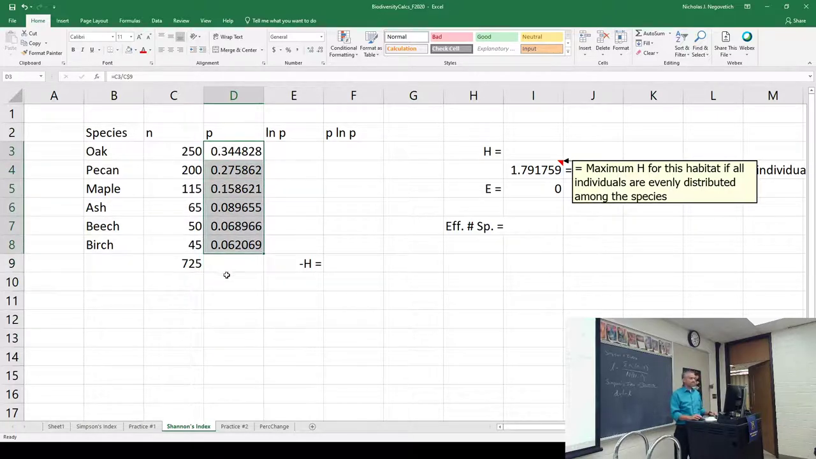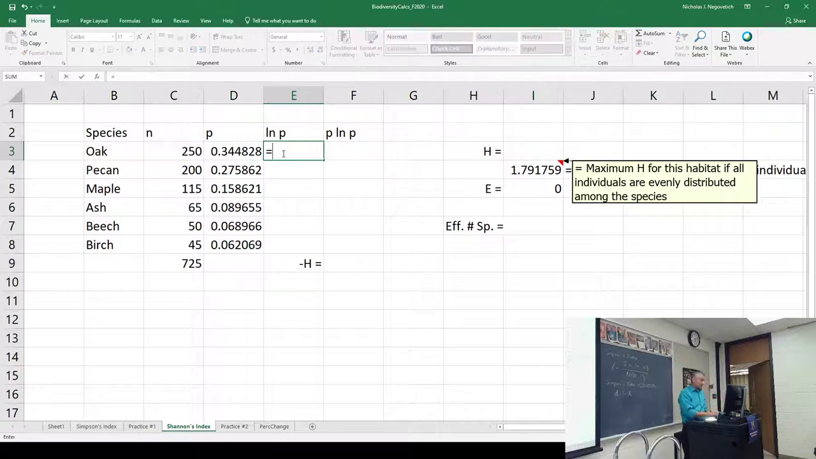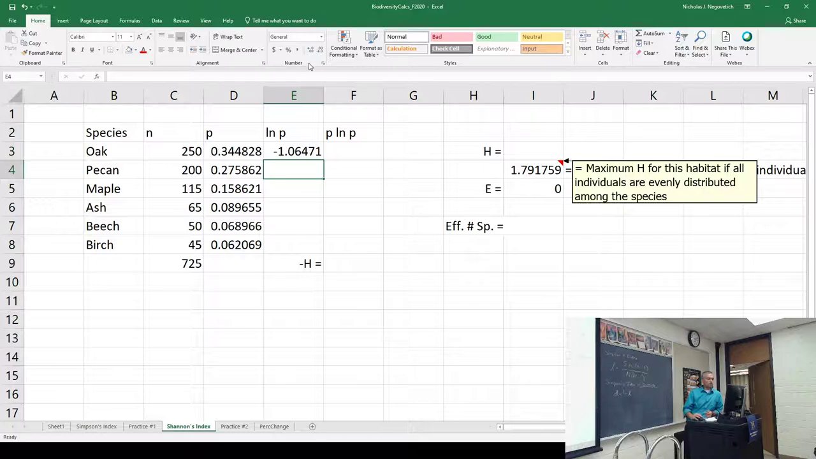All right, so here's our proportions. Now remember, we're trying to get our Shannon's index equation. We have our proportions. Now we need our natural log, and Excel has a natural log function, ln. So I'm going to do ln, parentheses, and we want the natural log of that proportion that we calculated. I clicked on it, hit enter, and I get negative 1.064. Does that sound right? Yep, it's a negative. We're taking a natural log of a decimal, so it's a negative.